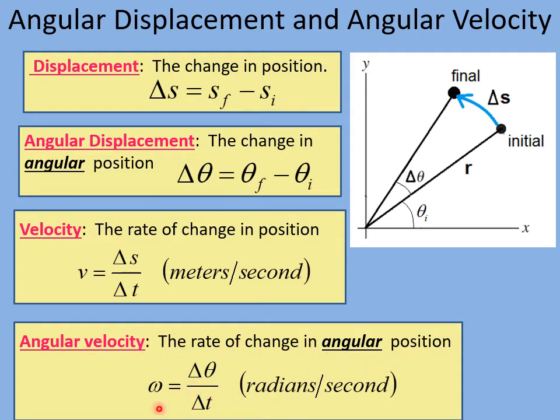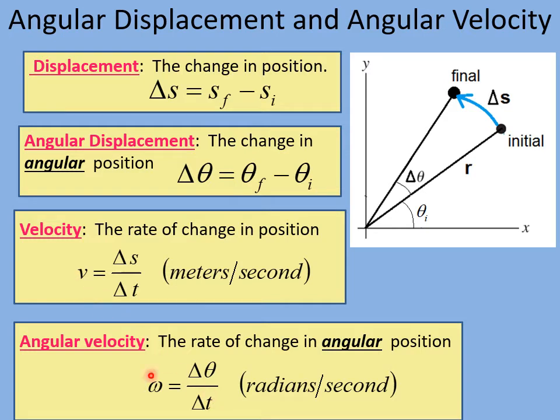So angular velocity is given by the symbol omega. This is the Greek letter omega, a lowercase omega, and it's defined as the angular displacement divided by the time interval.